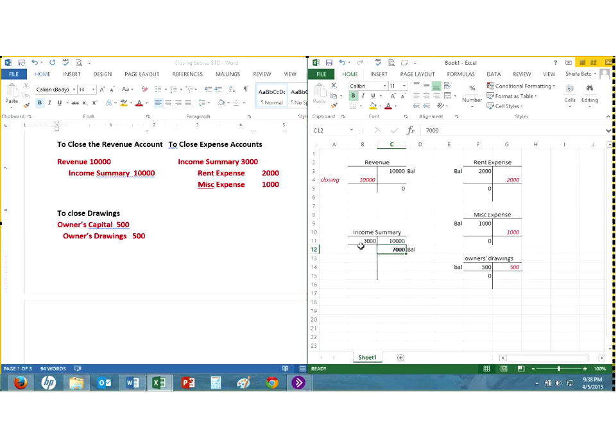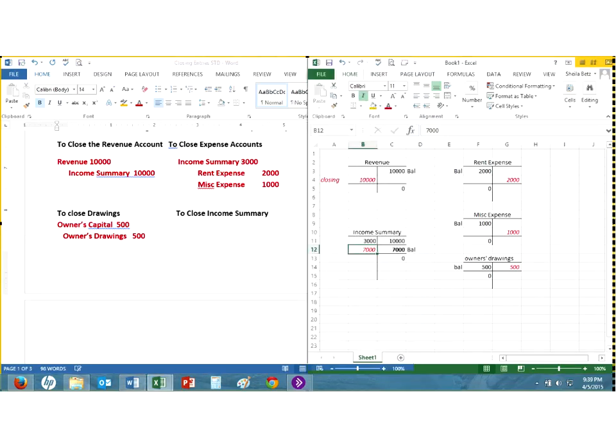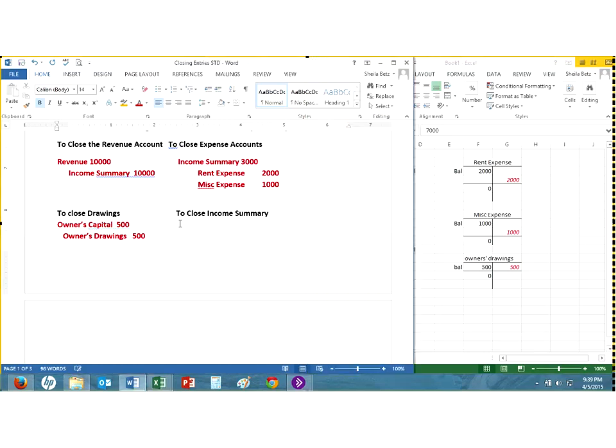We want to get this profit to the owner. So in other words, I now need to close out income summary. I need to get it to zero. And the only way I can do that is by debiting it for $7,000. And since I want to get this profit to the owner, I need to move this profit to the owner's capital account. So we show here that I have to debit income summary for $7,000 to close it out, and then I'm going to credit owner's capital for $7,000.